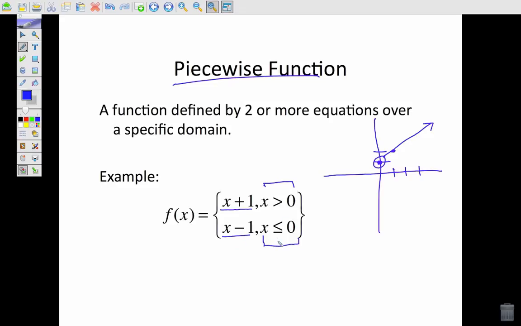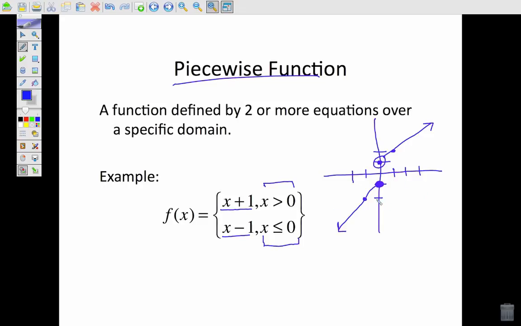X less than or equal to 0. For the second one, my intercept's -1, but my slope is the same. But I'm going to do my slope going the other direction because this time, closed circle, and you're shading in this direction. Okay, so you can see the second piece, the linear equation, is going towards the left, the values of x when they're less than 0. And that is it. That's a piecewise function.